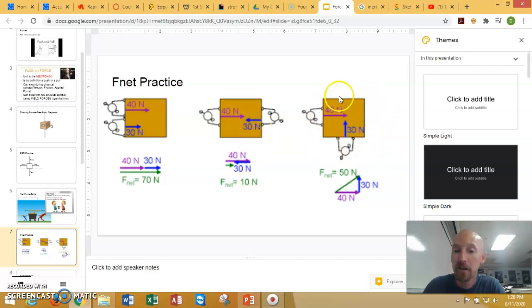And then we have something crazy like this. That looks scary, and we're going to talk about this. We're going to talk about right triangles in just a little bit in this first week. Here you have two forces that are acting at right angles and something different happens. We'll get there.